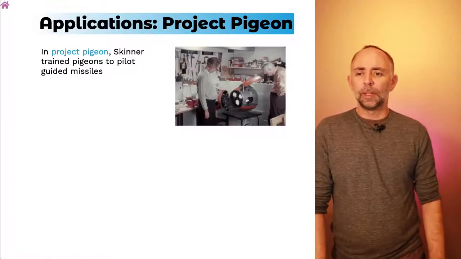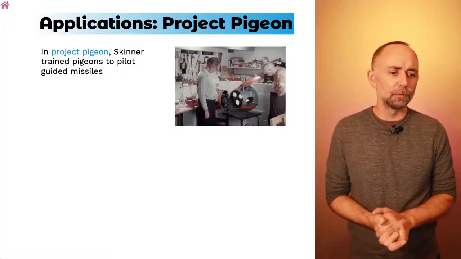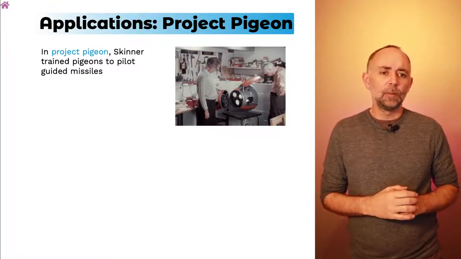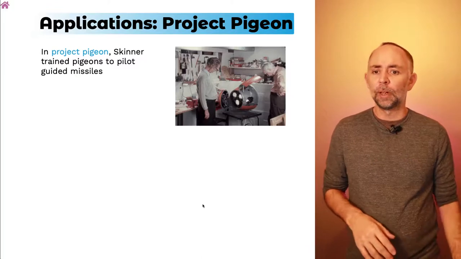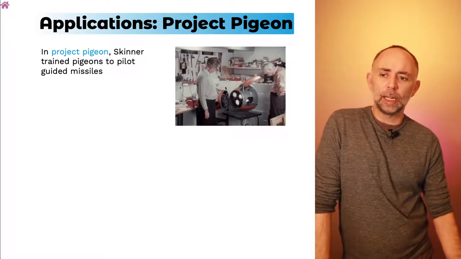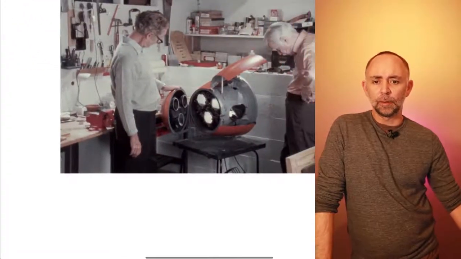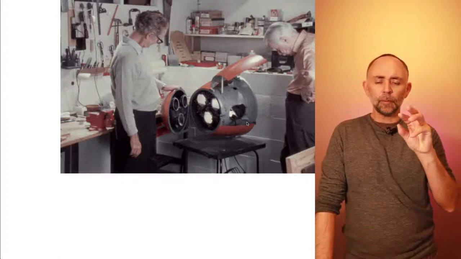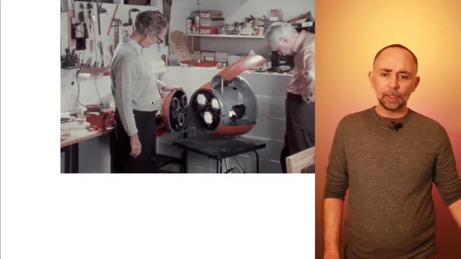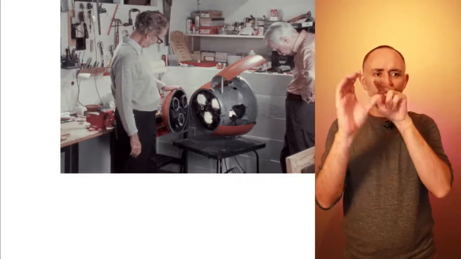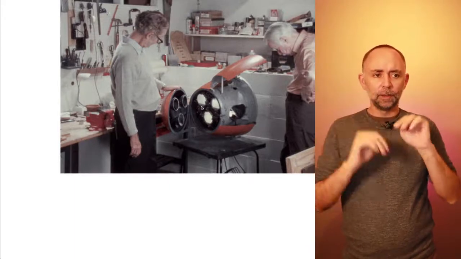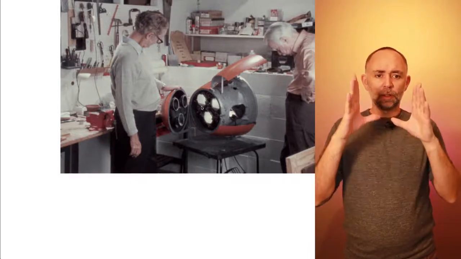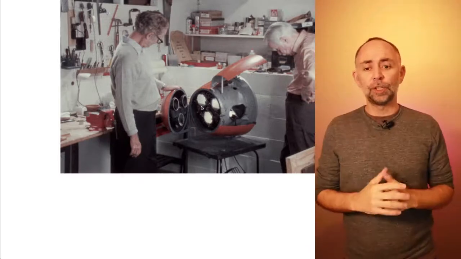Also, I guess two more things here about Skinner, and then we'll wrap up. He did lots of interesting things. Here's a picture with Skinner working on Project Pigeon, where he trained pigeons to pilot guided missiles. And this is a contraption where you would put a pigeon inside. And the idea was, it's got these holes, right, where the pigeon could peck at on the different holes. And if you could train a pigeon to start pecking on something, it could direct the trajectory of a missile.